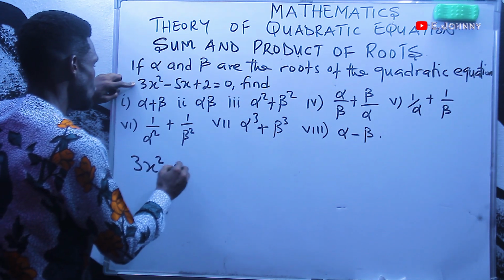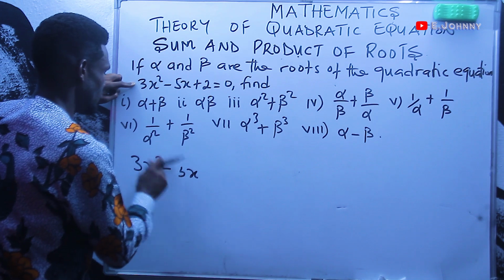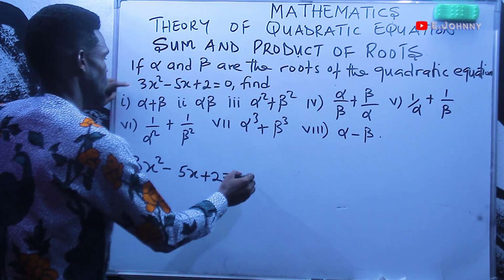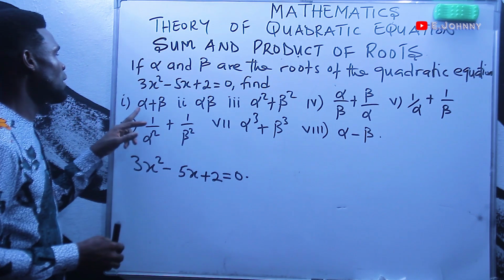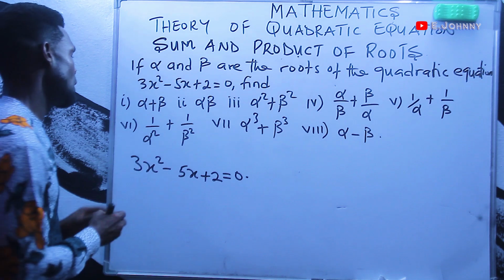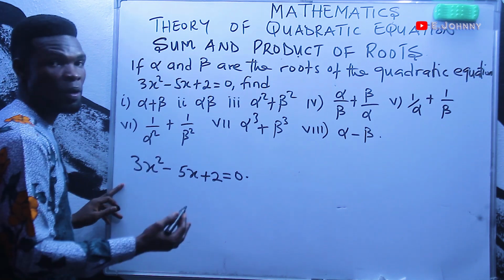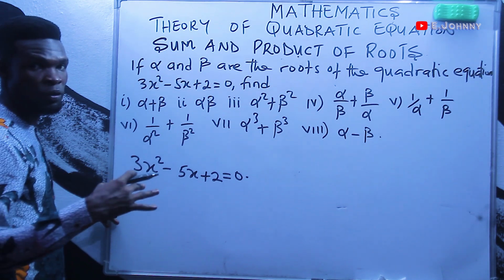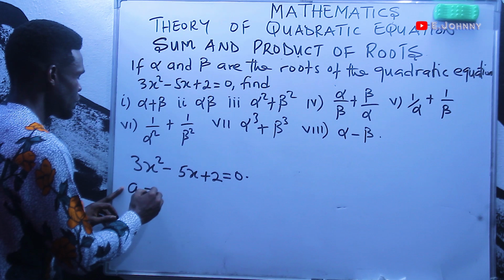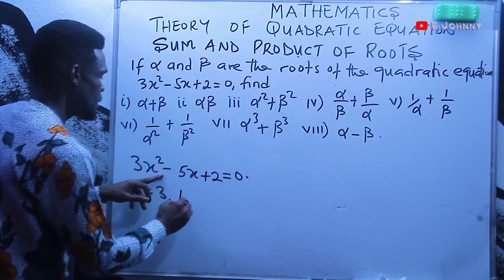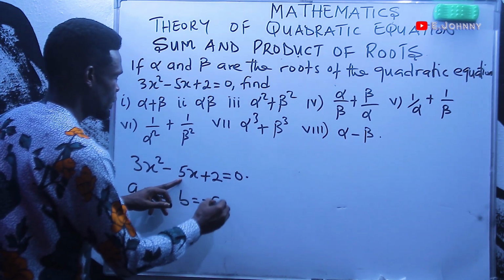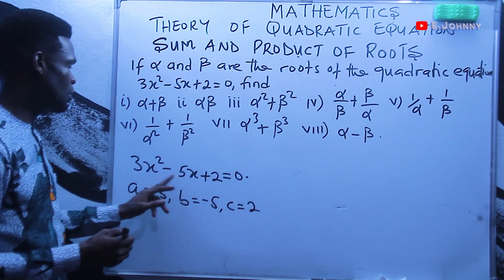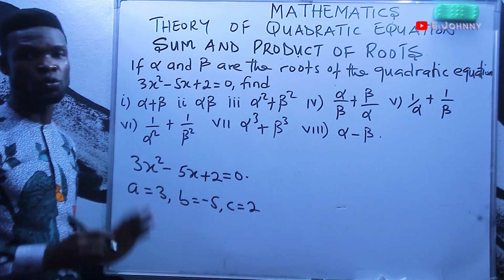3x squared minus 5x plus 2 equals 0. And the first question says find alpha plus beta. So let's analyze it. Don't forget from our general quadratic equation that we have a to be equal to 3, b is minus 5, and then c is plus 2.